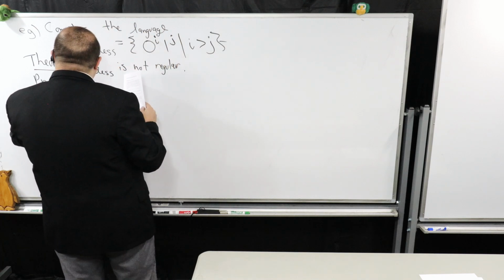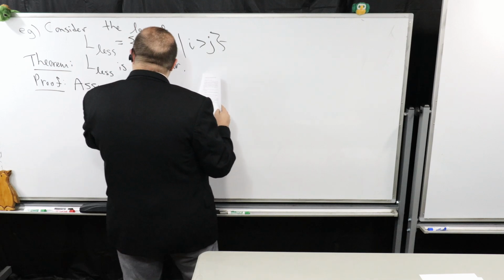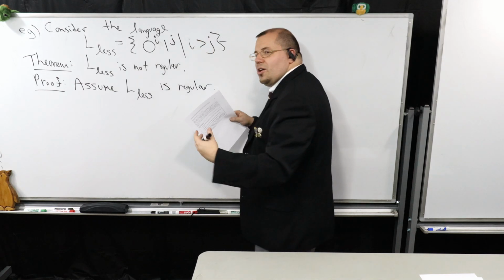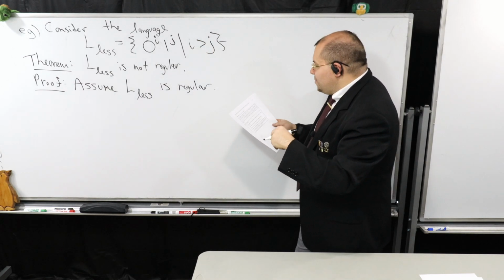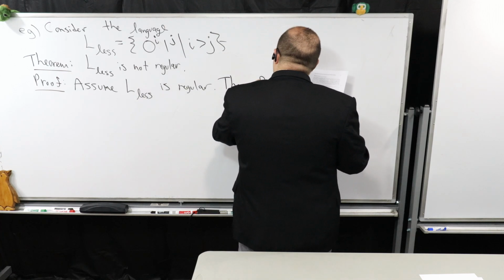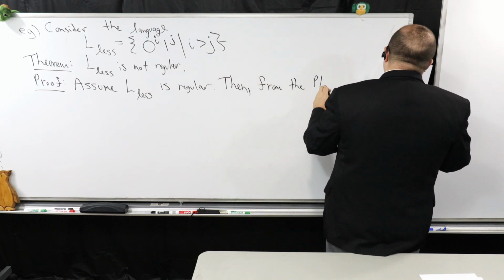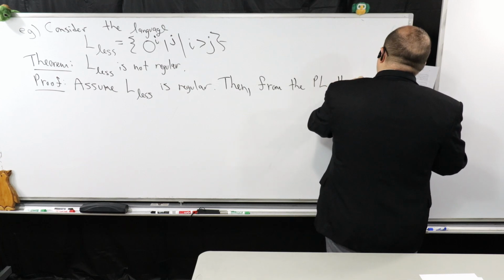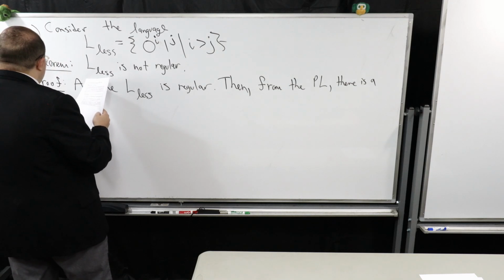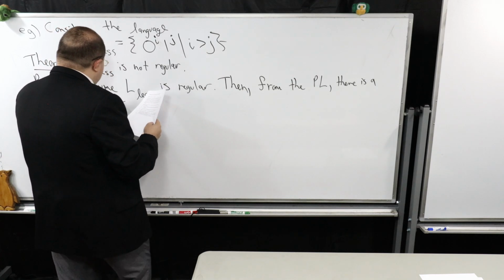So first I assume that language LS is regular. And of course I assume this so that I can get a contradiction. So what does that mean? That means that from the pumping lemma, there is a constant P that satisfies its conditions.